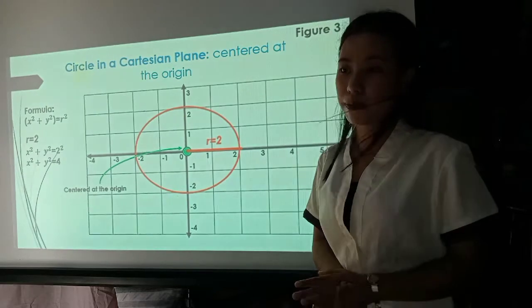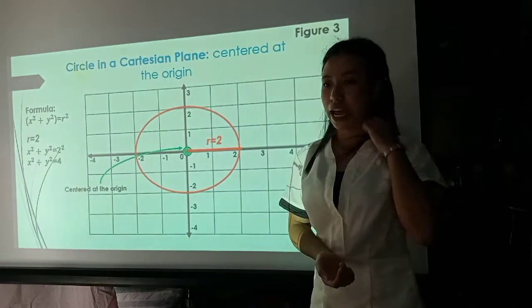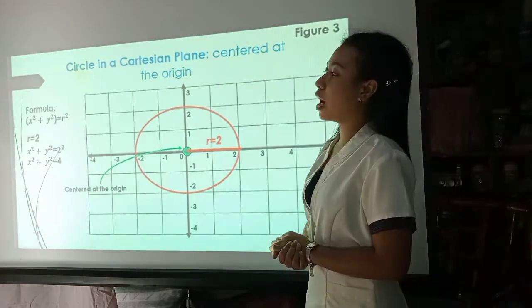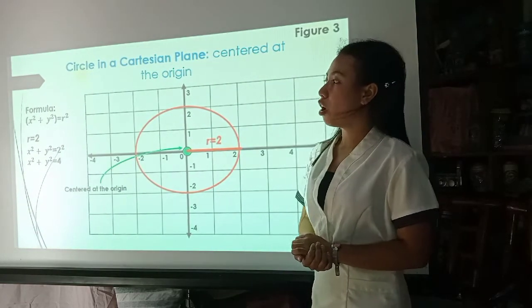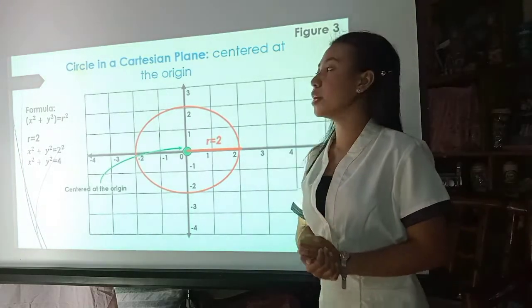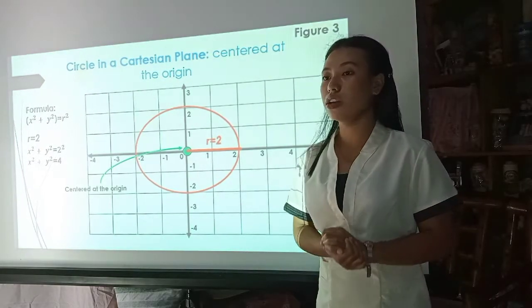How did that happen? Remember, class, when the circle is centered at the origin, we follow the formula of the circle centered at the origin, which is x squared plus y squared equals r squared.